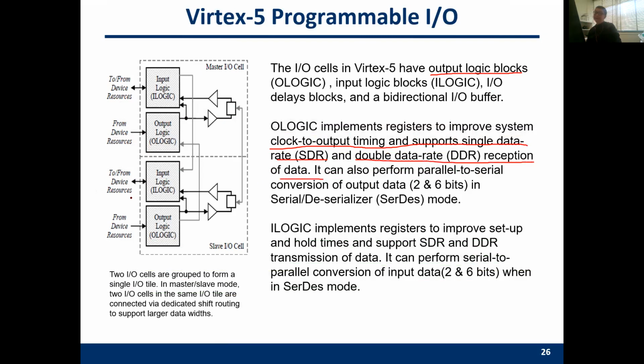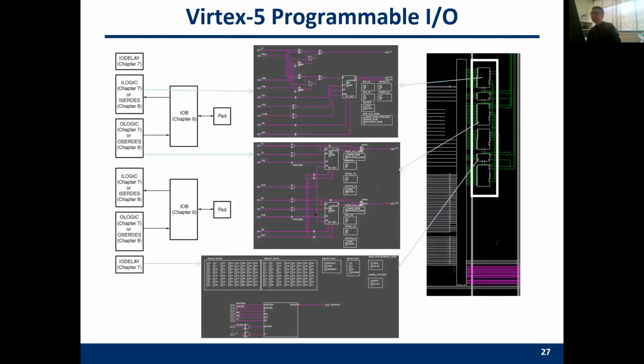So it can receive the data from the rising clock. This is the single data rate, and it can also receive the data from both the rising edge and the falling edge. So in one cycle, it can receive 2 pieces of data. This is the so-called double data rate. DDR is a very common method to improve your throughput on the I/O interface. So this is the example of the I/O interface.